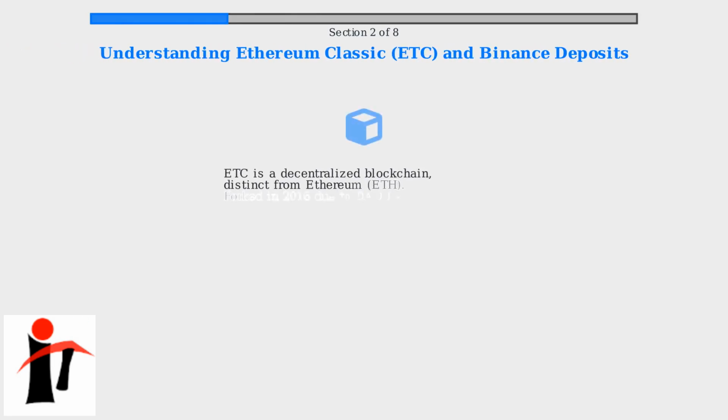Ethereum Classic, or ETC, is a decentralized blockchain that forked from Ethereum in 2016 following the DAO hack. It emphasizes decentralization, immutability, and resistance to censorship. Unlike Ethereum, ETC operates on its own proof-of-work blockchain with smart contracts built on the Ethereum virtual machine.